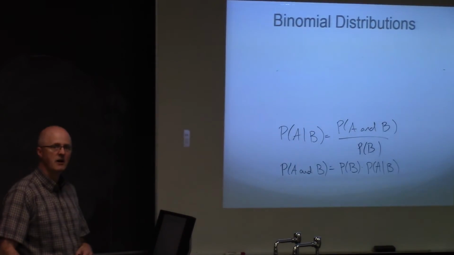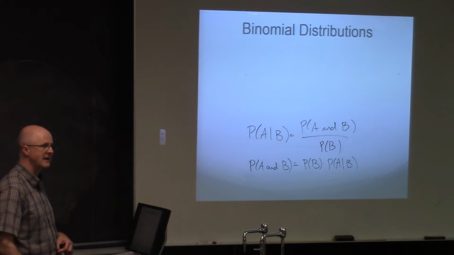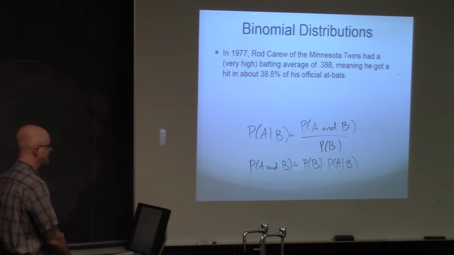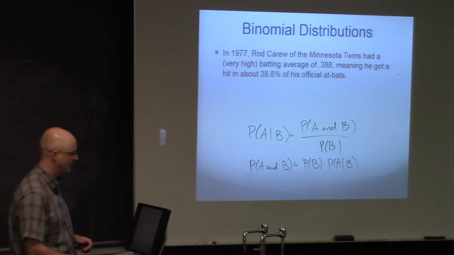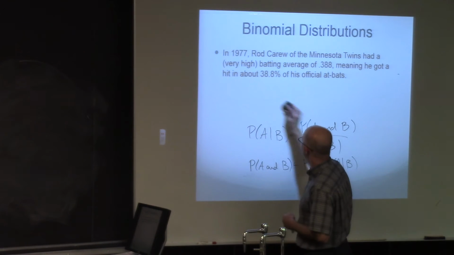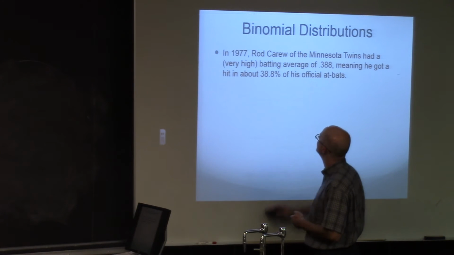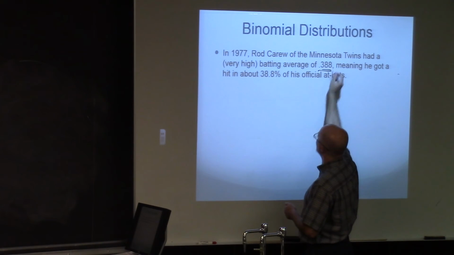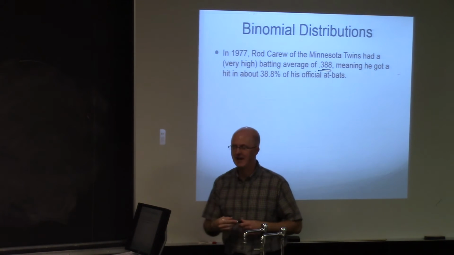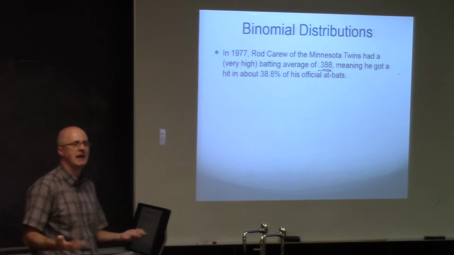When I was young, younger than you, about 9 years old, I first really got into baseball in 1977, and Rod Carew for the Minnesota Twins was my favorite player. And he had a very, very good year in 1977. His batting average was .388, which is amazing.